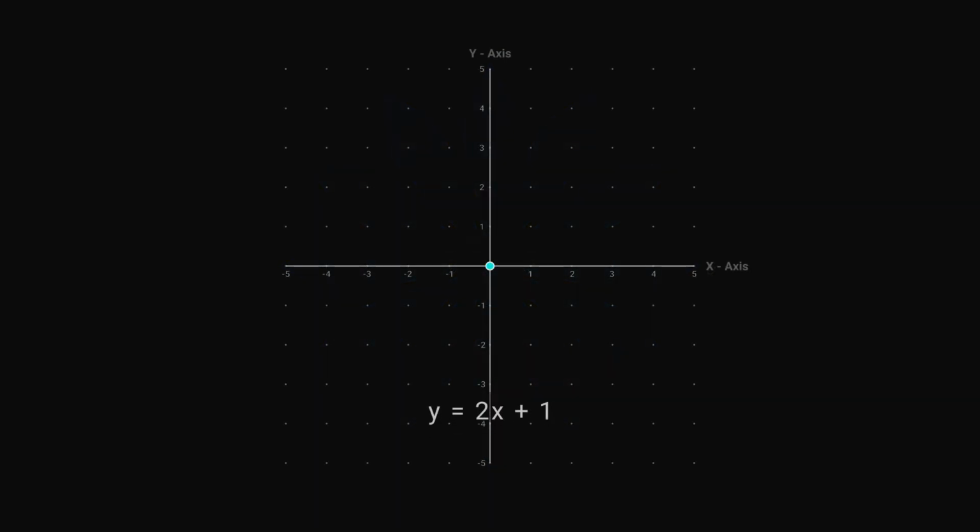Consider the equation y equals 2x plus 1. It represents a straight line with a slope of 2 and a y-intercept of 1. We'll shift the graph horizontally by a fixed amount and observe what happens. What do you notice? The graph retains its shape, orientation and slope, but it has moved parallel to itself.